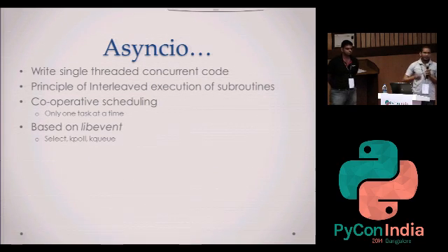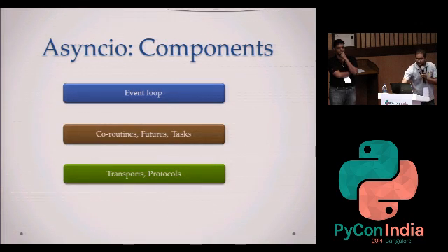The calls like select and epoll are all wrapped in a library called libevent. This library is common for Windows and Linux, and the underlying implementation is different for both operating systems. So, asyncio internals: these are the major components of the asyncio module. We will understand them one by one.